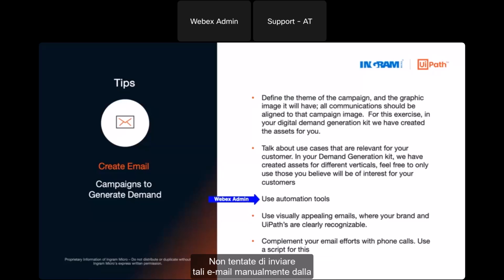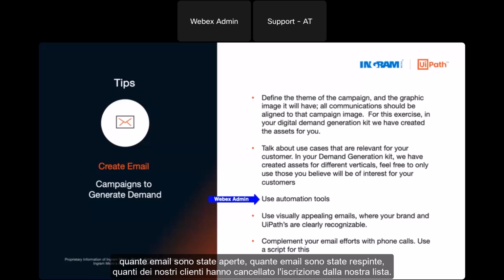Don't try to send those emails manually from the different mailing box of your different account managers, for example, or your marketing teams, because the idea is that you can keep track and you have access to all the statistics. How many emails were sent out, how many emails were open, how many emails bounced, how many of our customers unsubscribed from our list.